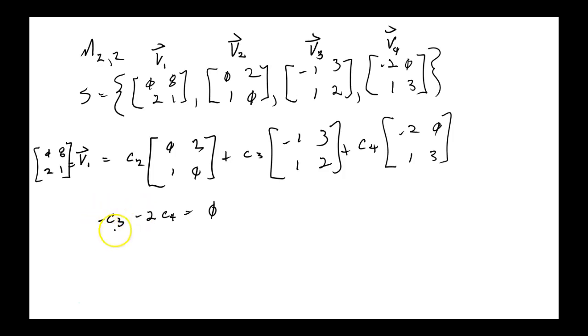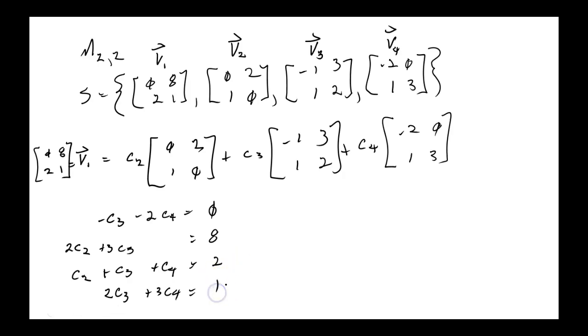Second entry, it doesn't matter what order you do them, 2C2 plus 3C3 is equal to 8. And C2 plus C3 plus C4 is equal to 2. And finally, 2C3 plus 3C4 is equal to 1. All right.